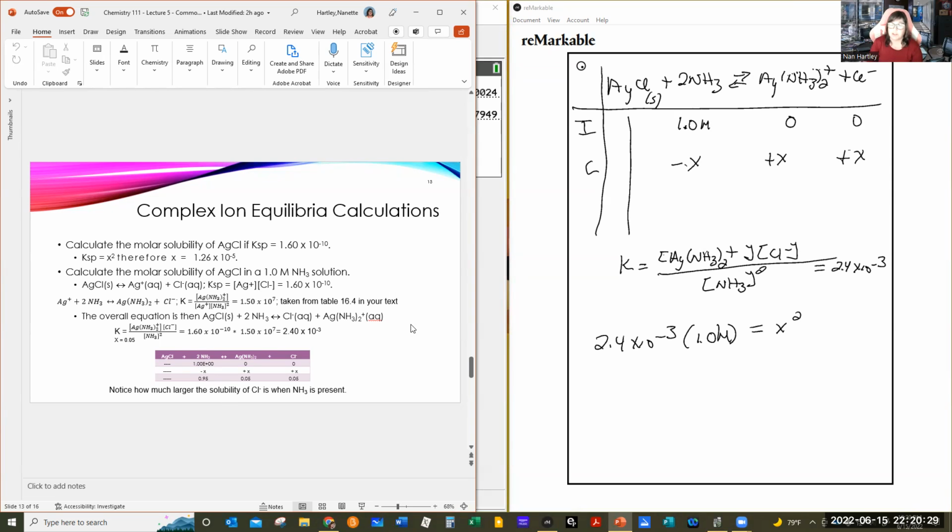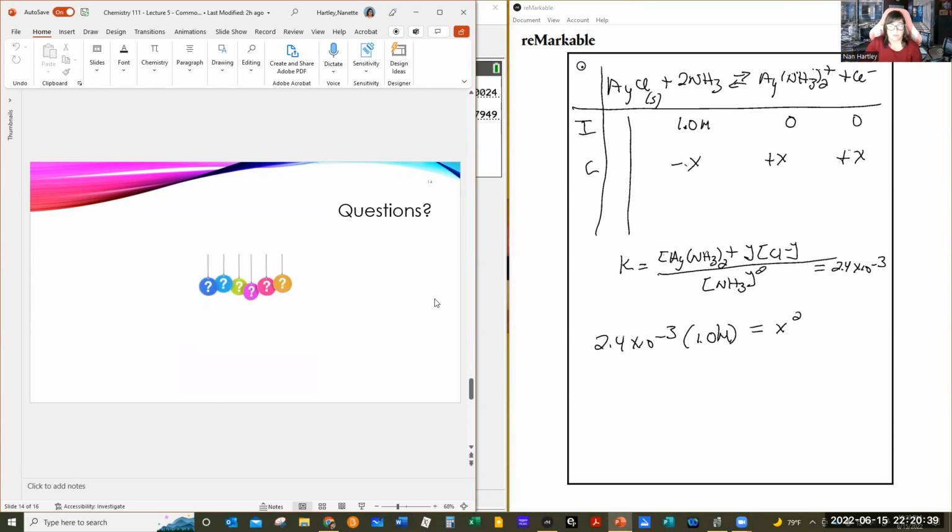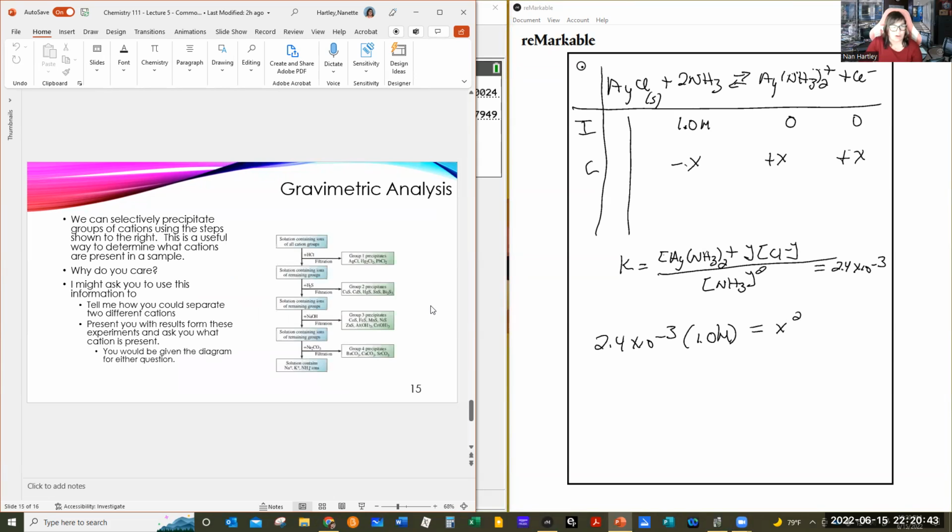So as opposed to reducing things because of the common ion, we've now put ourselves in a situation where we can increase that solubility by adding something else to it. Questions, comments, problems there? Hopefully not, but you know what the deal is if there are.